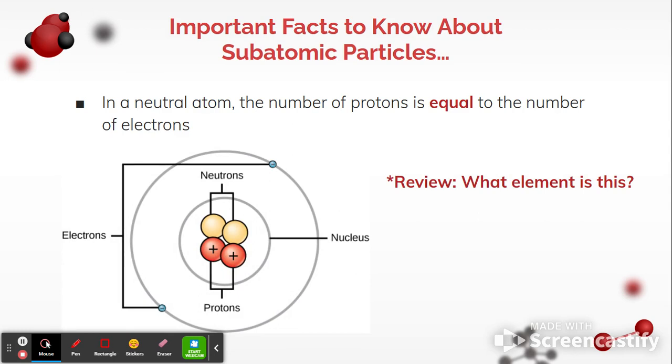Looking at this diagram, since we see 2 protons in the atom's nucleus, we can conclude that the atomic number of the atom is 2. The element with atomic number 2, based on the periodic table, is helium. Thus, the element that corresponds to this image is helium.